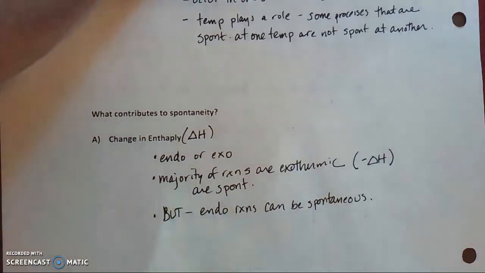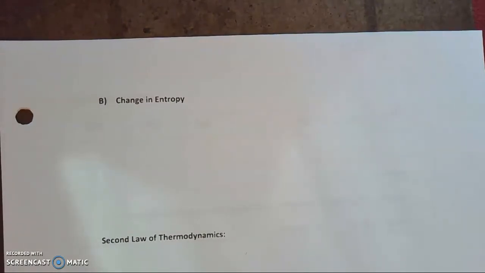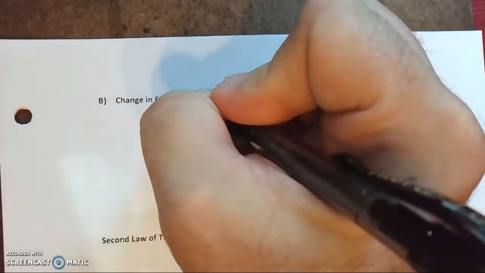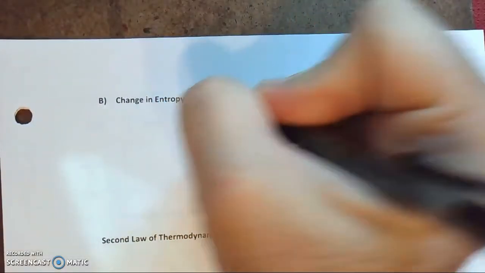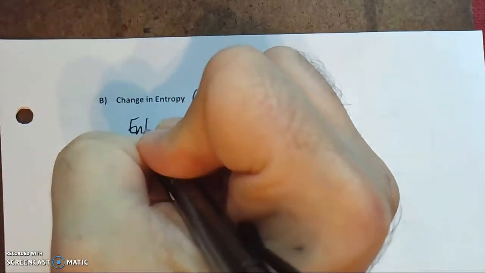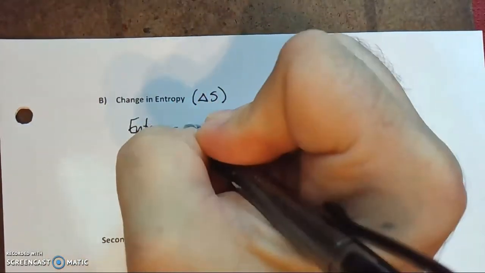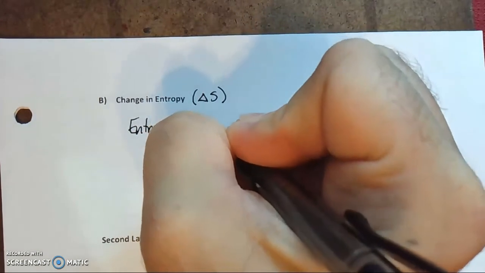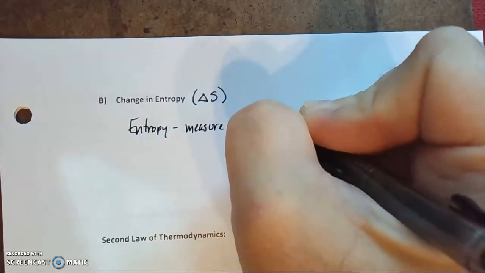And that is a change in a new thermodynamic quantity called entropy. Entropy is going to be delta S. So S stands for entropy, and the delta means change in. And entropy is a measure of molecular disorder.